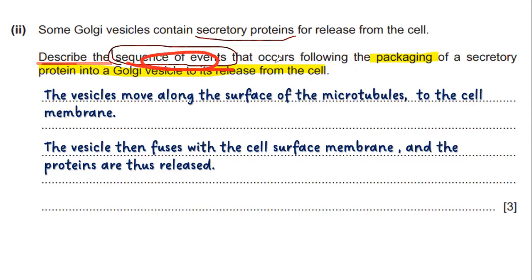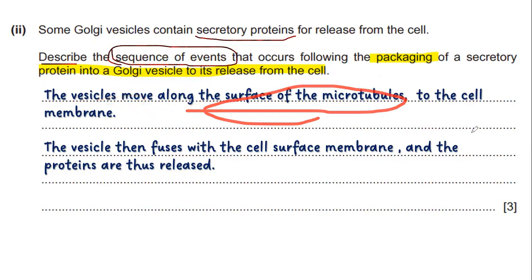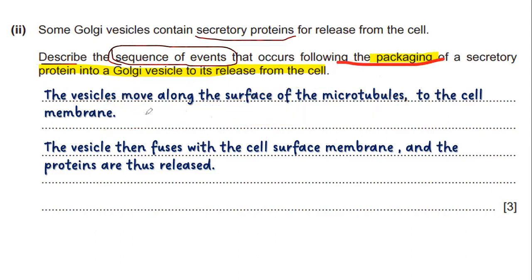Describe the sequence of events that occurs following the packaging of secretory protein into a Golgi vesicle until its release from the cell. Alors, Golgi body. The Golgi vesicles move along the surface of the microtubule to the cell membrane. Et c'est tout simplement ça qui arrive. Quand il finit package, qui va arriver? Le vesicle pour bouger pour aller côté cell membrane. Là, qui va arriver? Il va fuse avec cell membrane, les protéines sont released, 3 points.